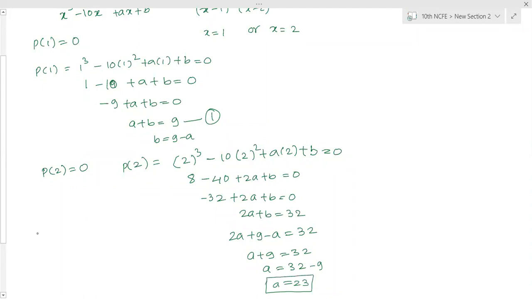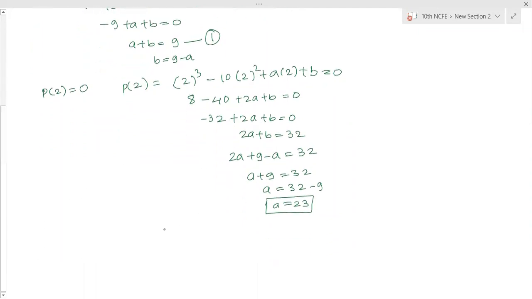And then substitute in this equation, b is equal to 9 minus a. So 9 minus 23, that is minus 14.